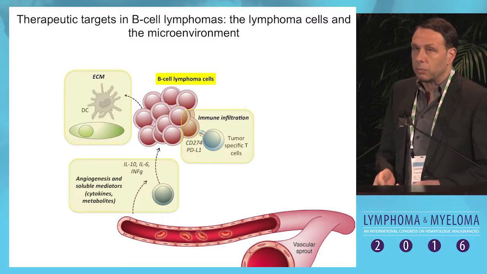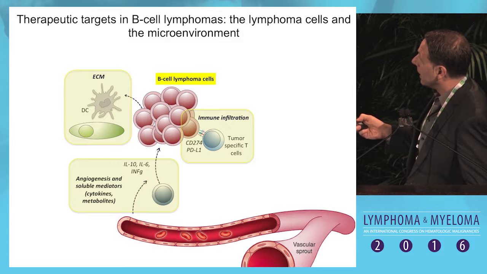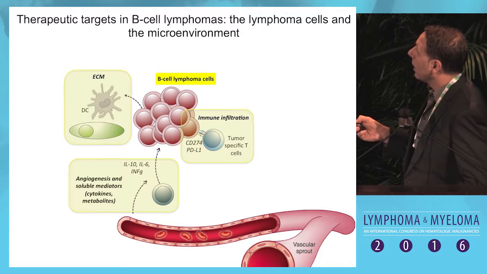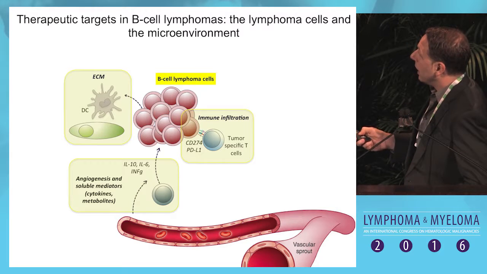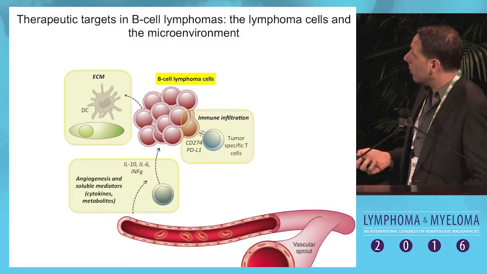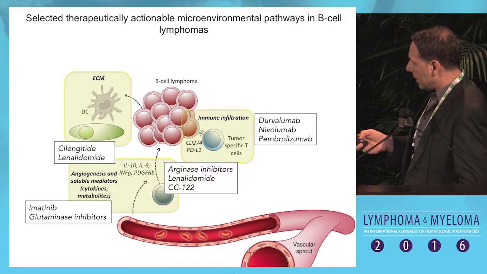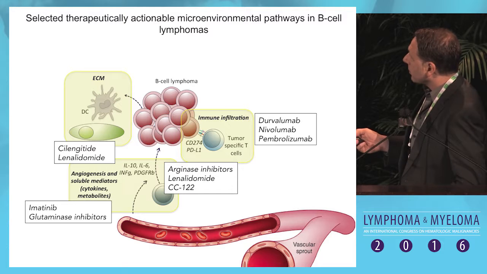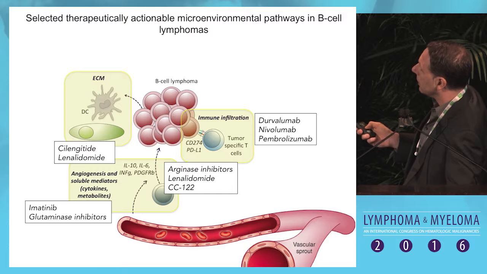For that reason, when we look into new novel therapeutic targets, we look into the B-cell lymphoma cell itself, but also into the extracellular microenvironment that includes the extracellular matrix components, also cytokines, angiogenesis, and other factors, including metabolites and the immune infiltrating cells. So all these are active research targets. These are just a few examples of selected therapeutic actionable microenvironmental pathways.